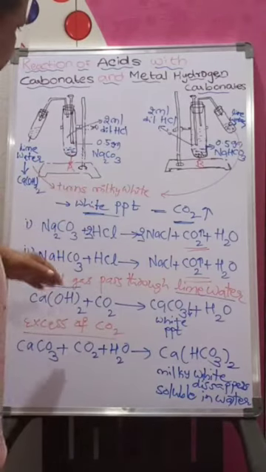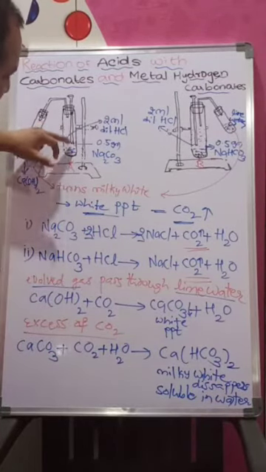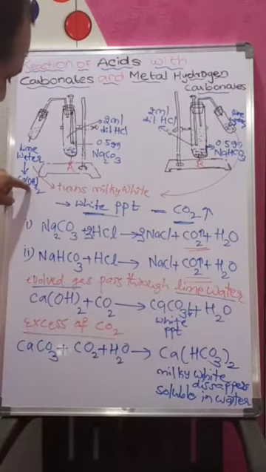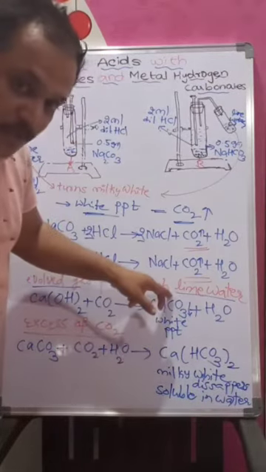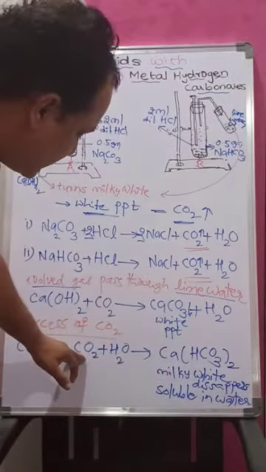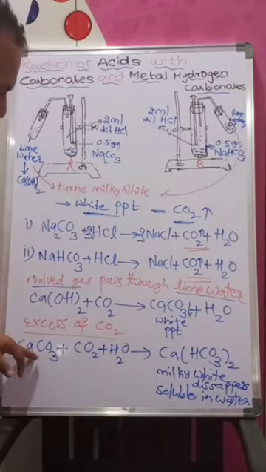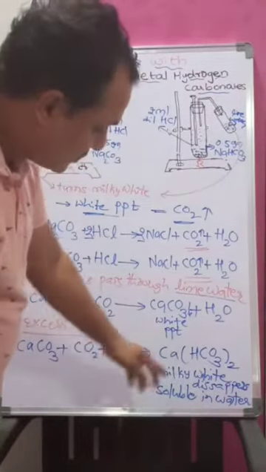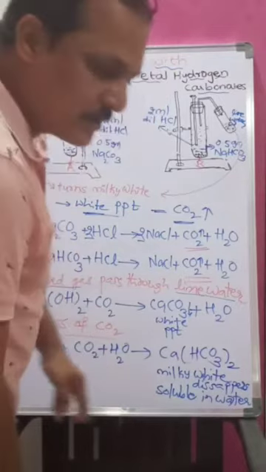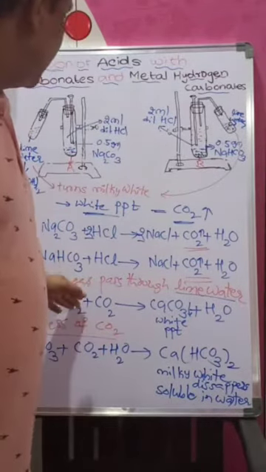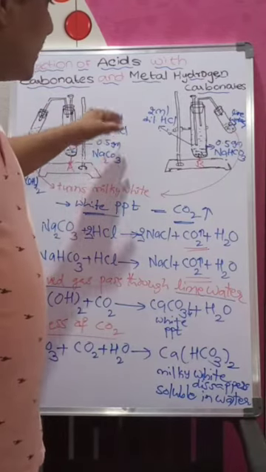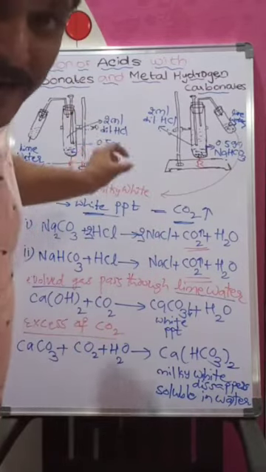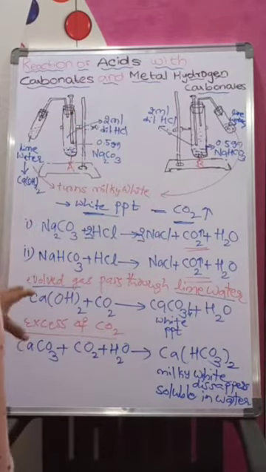So once again I repeat this equation. Here sodium hydrogen carbonate reacts with HCl, we get carbon dioxide. The carbon dioxide mixed with lime water, calcium hydroxide, gives a white precipitate, calcium carbonate. With an excess amount of carbon dioxide, it reacts with calcium carbonate and water, and we get calcium hydrogen carbonate. Here the milky white disappears, because calcium hydrogen carbonate is soluble in water. This is the activity. Which gas is evolved here? When acids react with carbonates and metal hydrogen carbonates, carbon dioxide gas is evolved.